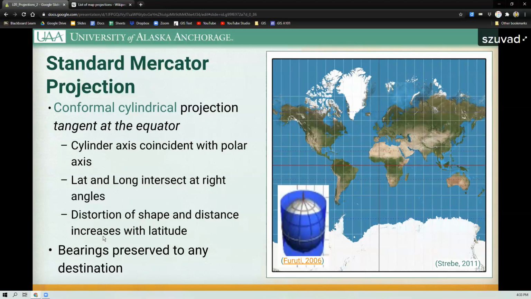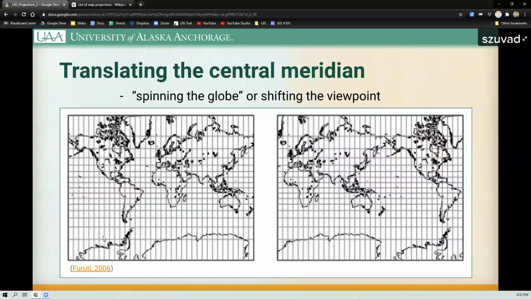You still have the right angle intersection of latitude and longitude, which is helpful when you're trying to grid latitude and longitude, but you have a lot of distortion of shapes and sizes as you move away from the equator. So I just wanted to throw this in here. Translating the central meridian sounds like a really fancy thing to do, but it's really just spinning the globe.